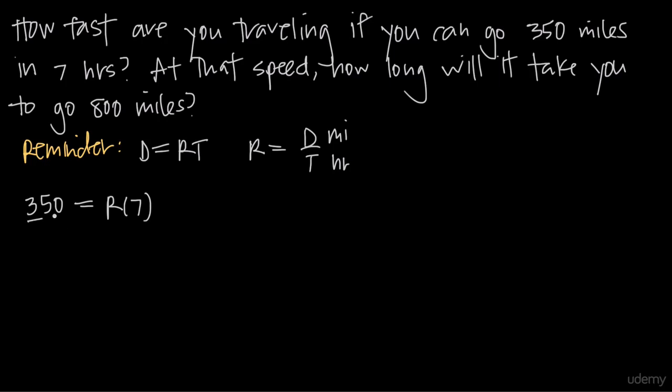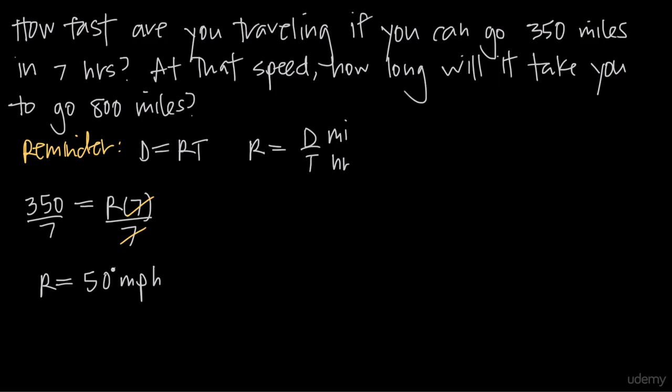Since the problem asks us how fast we're traveling, we need to solve for rate. So we're just going to divide both sides of this equation by 7, because when we do that, we'll get the 7 in the numerator and denominator to cancel from the right-hand side, leaving us with just r, which is the rate or the speed. So then I'm going to get rate is equal to 350 divided by 7, which happens to be 50, and so I can say that my rate is 50 miles per hour.